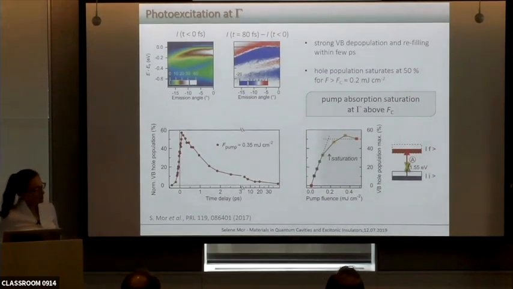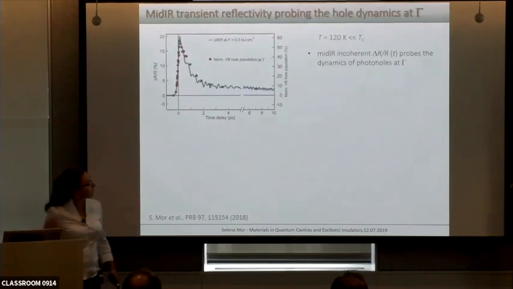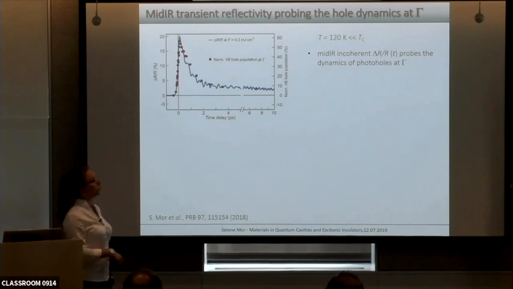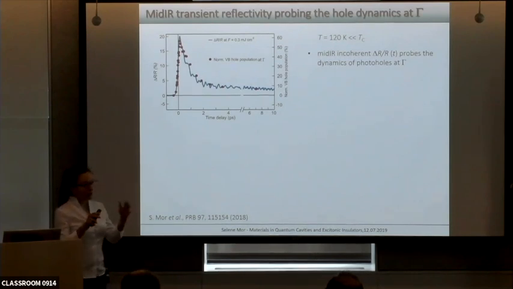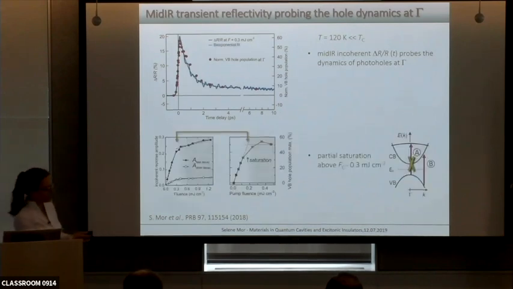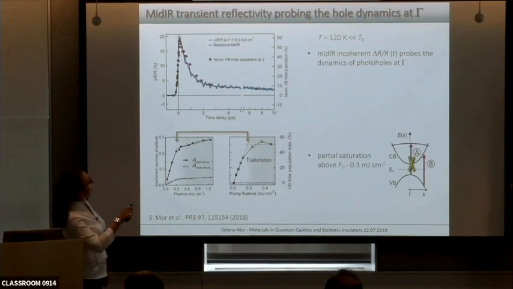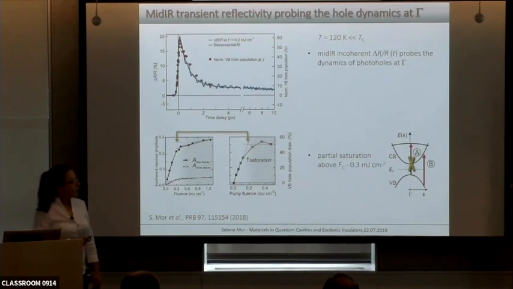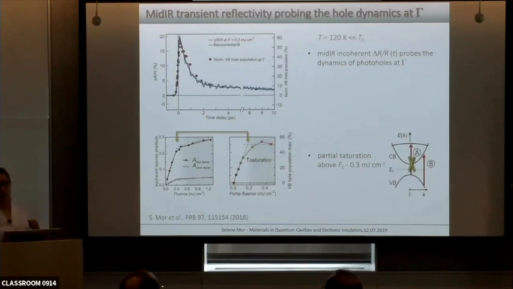So let's see how this actually connects to the photo-induced dynamics in the carrier and the lattice. And for that, we switch to our optical probe, where we find that the mid-infrared incoherent optical response follows very well the temporal evolution of the hole population excited at the gamma point, which already connects our optical probe to the hole dynamics excited at gamma. And this is also consistent with the fluence dependence of the incoherent response amplitude, which exhibits a strong suppression at a comparable critical excitation density Fc. Nevertheless, at higher excitation density, we still see a slight increase in the incoherent response amplitude.